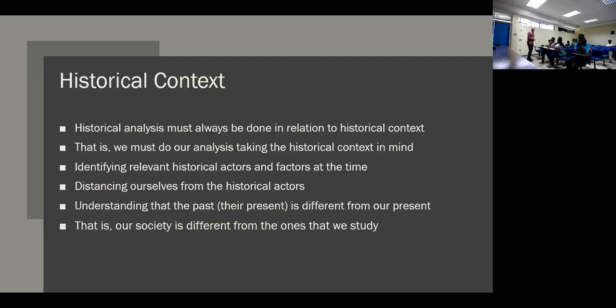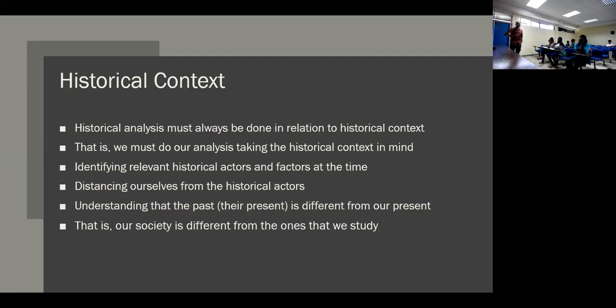The context is important for the historian, or the student of the past. And that context is not just a time, it is also a place. So historical analysis must always be done in relation to historical context. That is, we must do our analysis taking the historical context in mind, identifying the relevant historical actors and factors at the time. Who and what matters at that time? Who are the actors? What are the factors at that time, in that place?